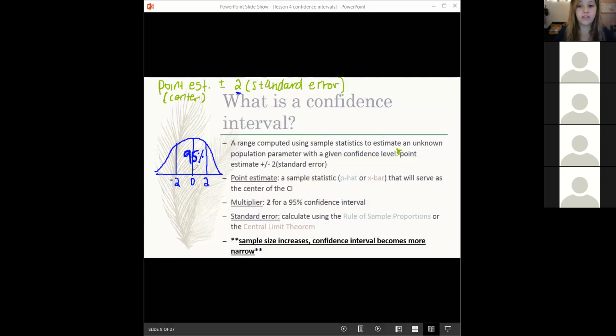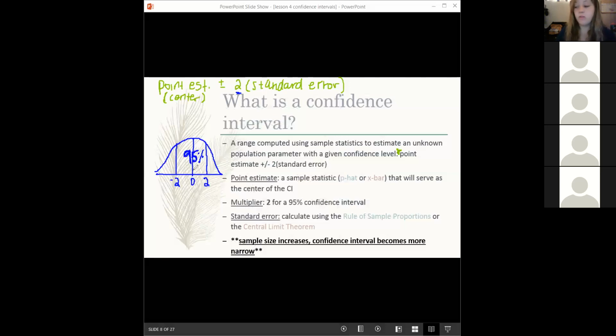I think it's better to understand where these parts of the equation are coming from. You can plug and chug and just put in the numbers, but if you don't understand why we're multiplying by 2, and why the point estimate is the thing we're doing plus or minus with, it's not that helpful. So you definitely want to understand why we have certain pieces in here.